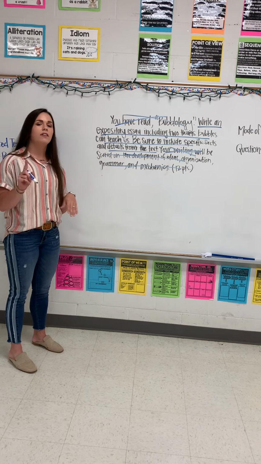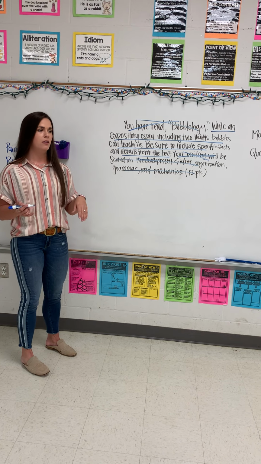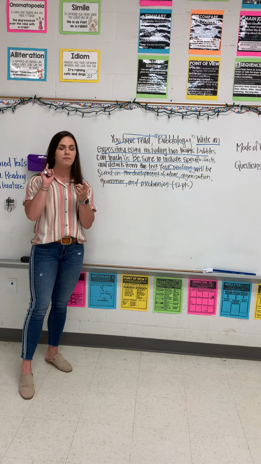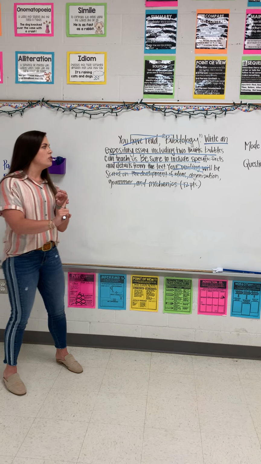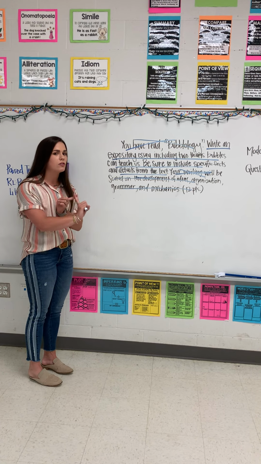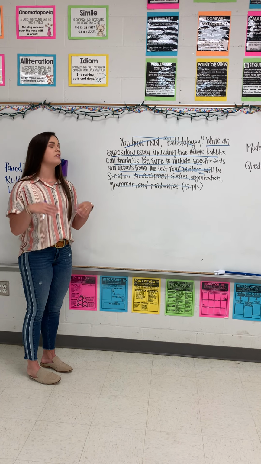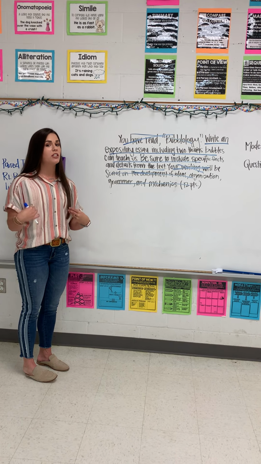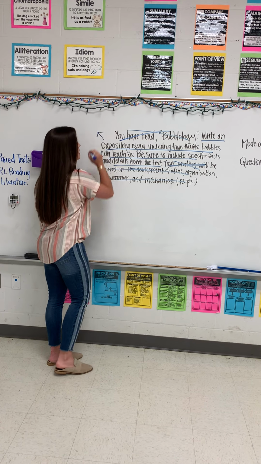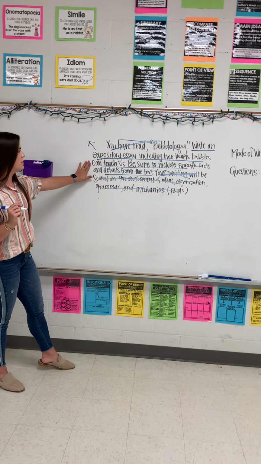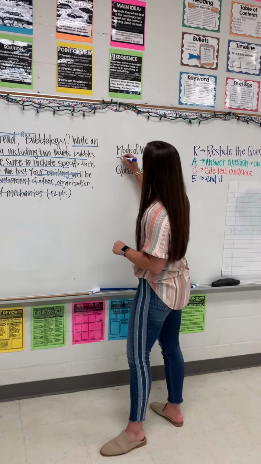All right, so the very first thing that we need to do with this meat is determine what mode of writing this is. Okay, so 5th grade, you have informative, you have narrative, and you have opinion. All right, so this is not going to be telling us a story. This is not going to be giving your opinion about bubbles. We are just going to explain and give some information about bubbles, okay? So write an expository essay including 2 things that bubbles can teach us, all right? So the mode of writing is going to be informative.